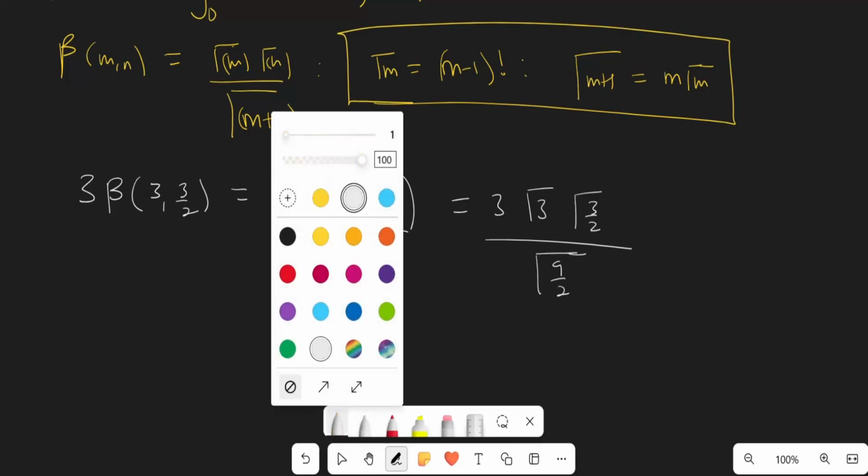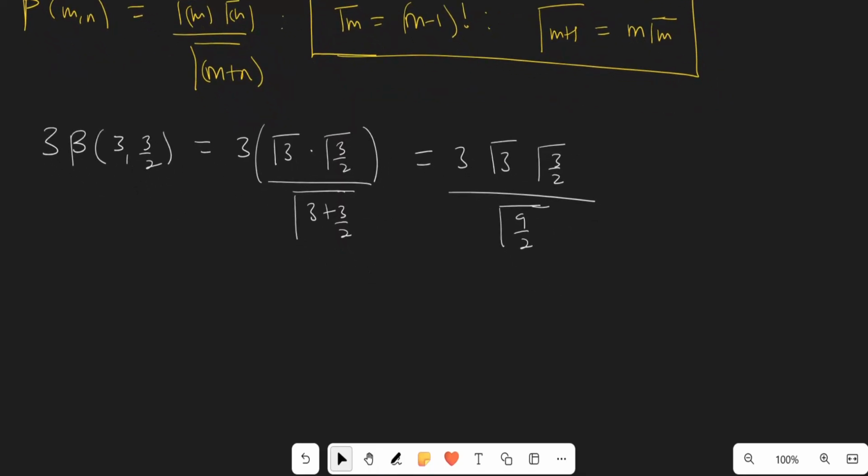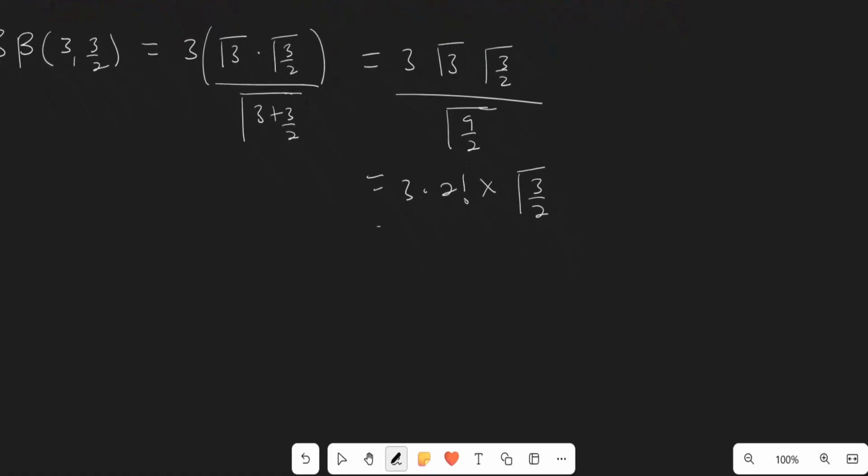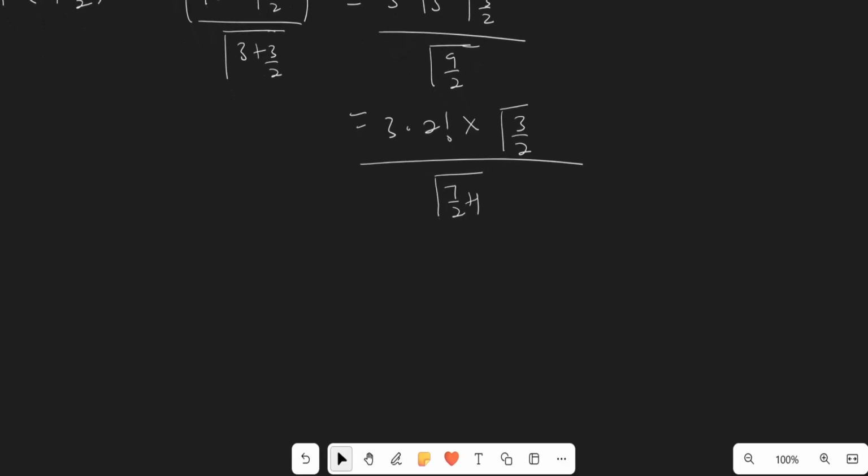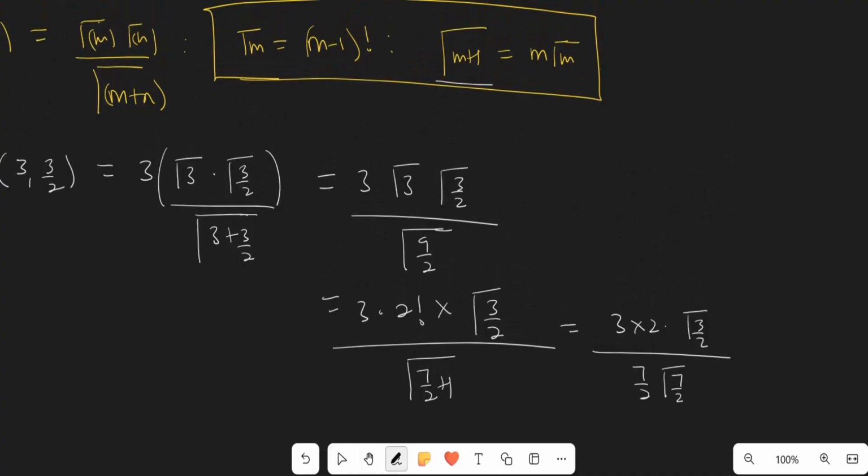So our integral has now been reduced to this. 3 times gamma of 3, that is 3 minus 1 factorial, which is 2 factorial, times gamma of 3 over 2, but I'm going to leave that one as it is. Gamma of 9 over 2 can also be written as gamma of 7 over 2 plus 1, right? So I'm going to have 3 times 2 times gamma of 3 over 2 all over 7 over 2 times gamma 7 over 2. That is using this identity.